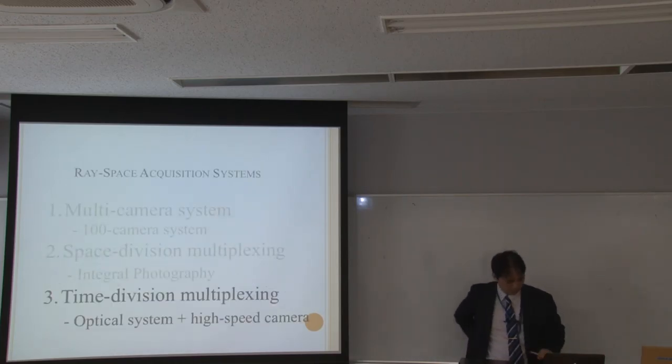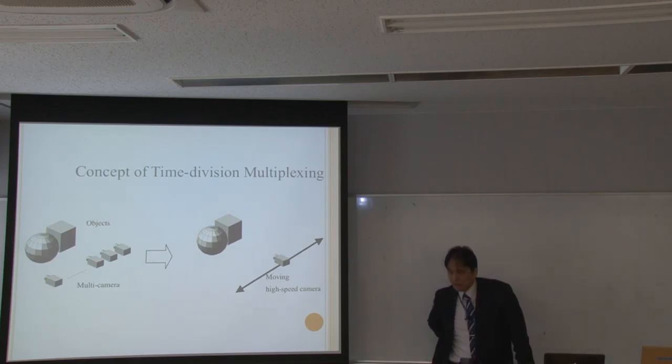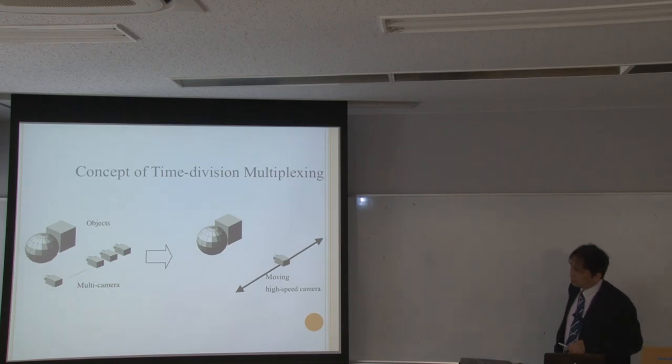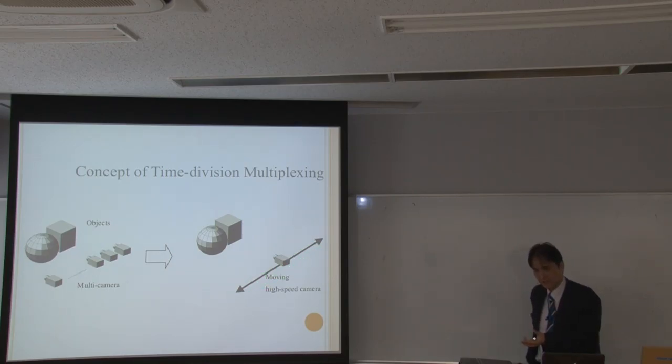Here, time division multiplexing. So we developed a 100 camera system, but it was a very large, expensive and very costly system. So instead of using 100 cameras, we used just one camera, but this is moving, okay? Moving from this point to this point, and we capture 100 images between this path, we can get 100 images, okay?